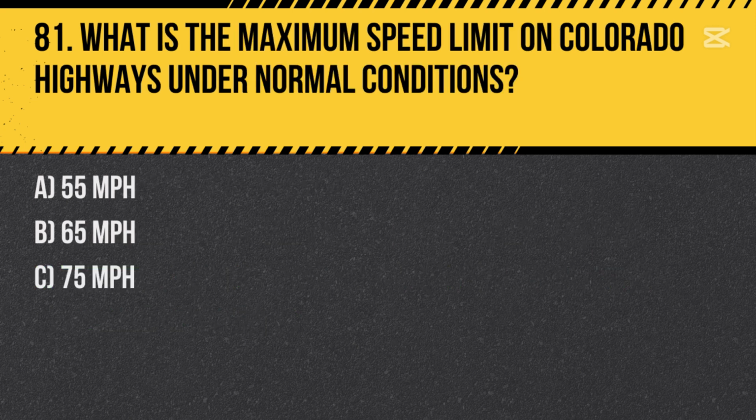Question 81. What is the maximum speed limit on Colorado highways under normal conditions? A. 55 miles per hour. B. 65 miles per hour. C. 75 miles per hour. Answer: C. 75 miles per hour. The maximum speed limit on Colorado highways can go up to 75 miles per hour under normal conditions, depending on the specific highway and local regulations.